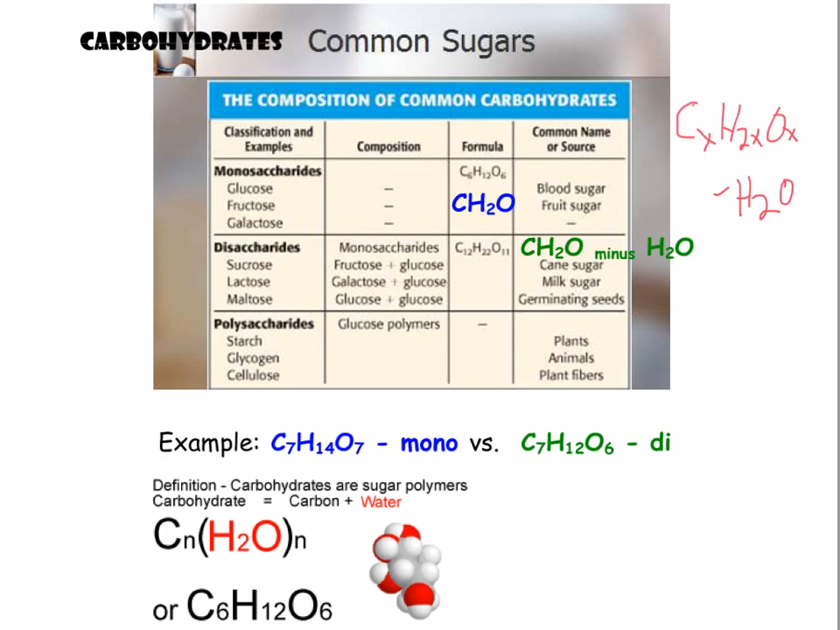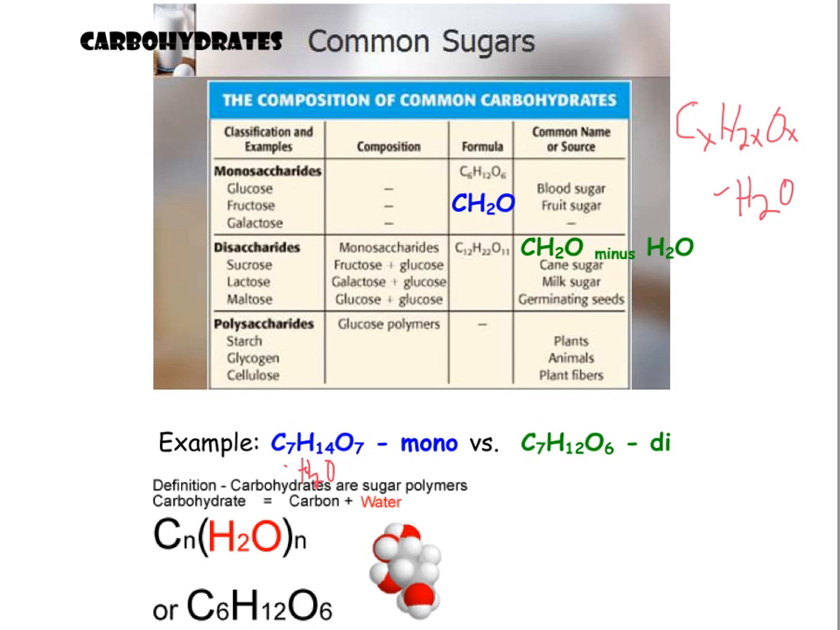And the reason this is a monosaccharide is because it follows this generic formula, where we have CX, so C7, H2X, so H14, and then O7, so we have that 7 there again. Now the disaccharide version of that is if we took this and we subtracted H2O off of there, you'll notice we get this disaccharide, which is C7H12O6.